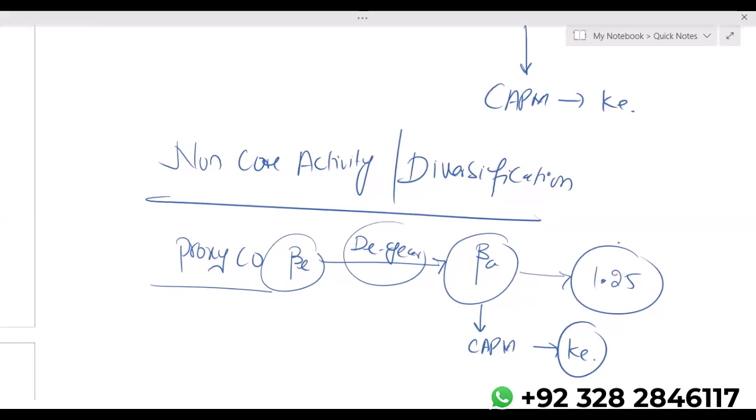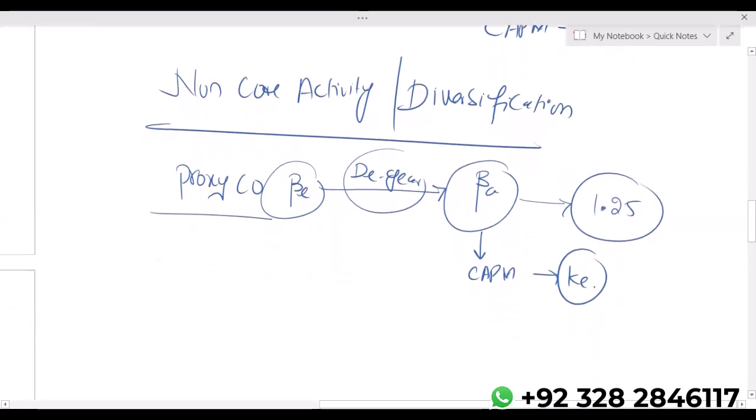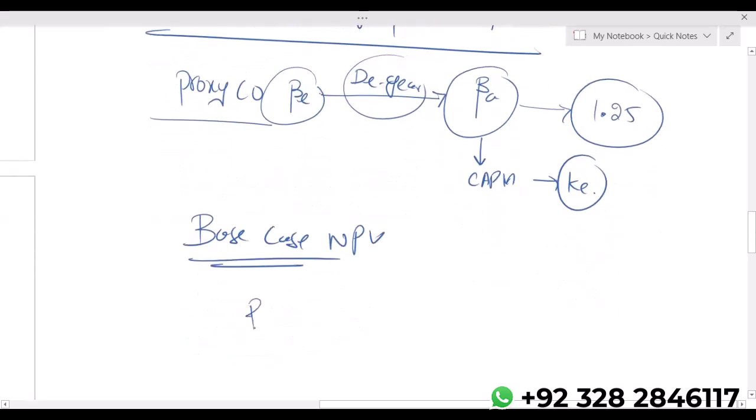Okay, now, while calculating base case NPV, when we are making an assumption that the project is 100% equity financed, it means that logically, base case NPV only incorporates business risk, because beta asset is a measure of business risk. And in CAPM, we are using beta asset, we are not using equity beta. It means while calculating base case NPV, we have only considered the business risk. We have only considered the operational risk.